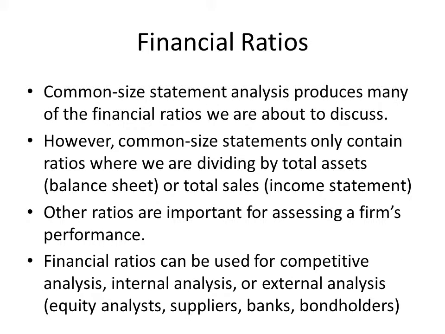Common size statement analysis allows us to compare companies, but it doesn't give us all the information that we really need to be able to facilitate good comparisons across many different measures. And so now we're going to get into something called financial ratio analysis. The problem is this: on common size statements, the balance sheet is only divided by total assets, and on the income statement our numbers are only divided by total sales. So those will be the only ratios that that kind of analysis produces.